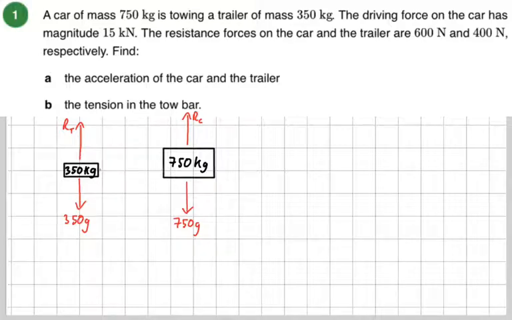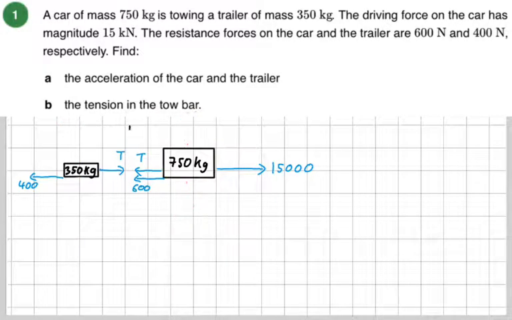So let's look at horizontal forces. You've got the 15 kilonewton force driving the car forward, and pulling back on the car here you've got the tension in the tow rope, but of course that's the same tension that's pulling the trailer forward. So instead of drawing that line just connecting the car and trailer, do them as a separate force on each diagram. Great, let's now add the resistance forces, which is 600 on the car and 400 opposing motion on the trailer.